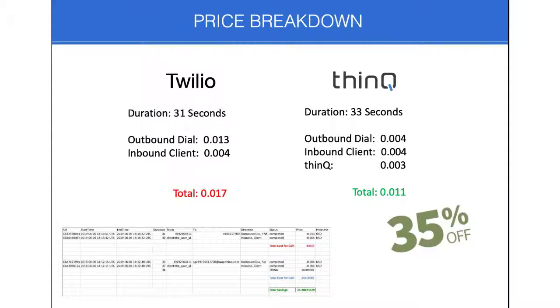So let's go back to Twilio's logs for a second so you can see the total cost for both of these calls. As you can see in the screenshot, I've added thinQ's charge to the second call, and we are only charging 0.011 for that particular call compared to Twilio's 0.017, which results in a 35% total savings.